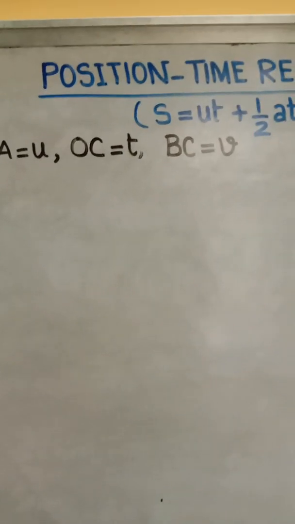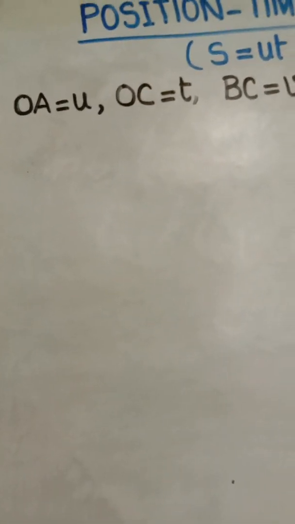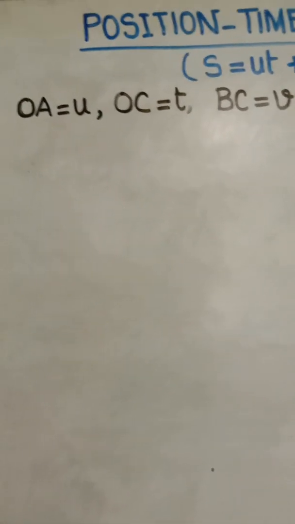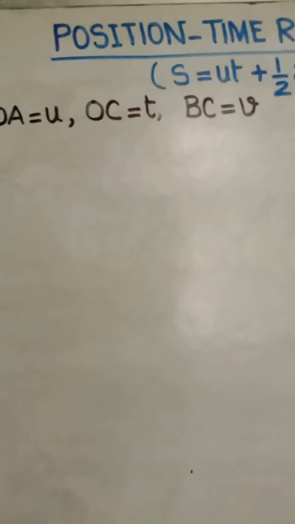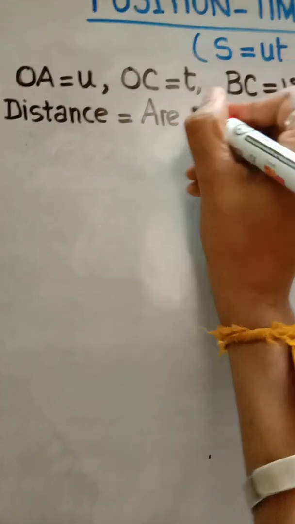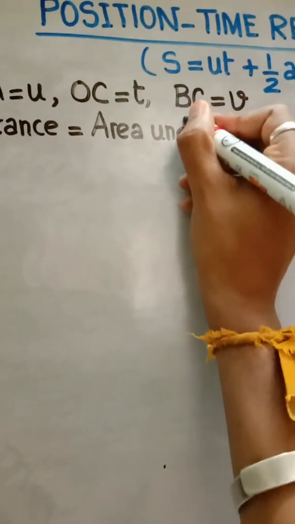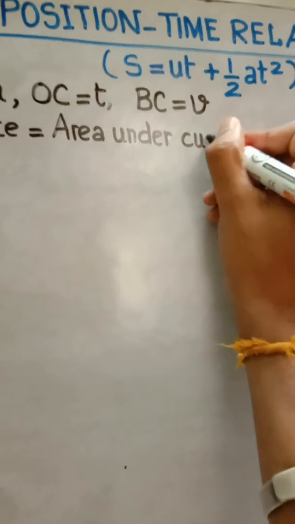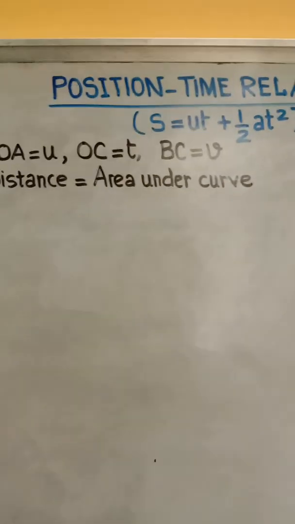Now, as we want the position, meaning distance, let the particular object cover a distance s. Completely it covers a distance s. So from the velocity time graph, how can we calculate distance? We can calculate distance by the area under the curve. This is the formula, area under the curve.